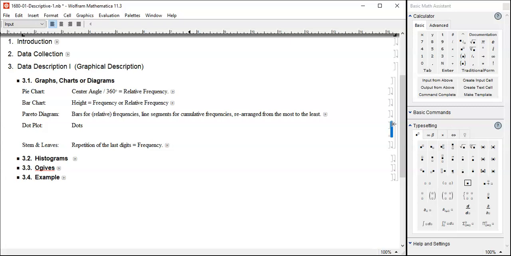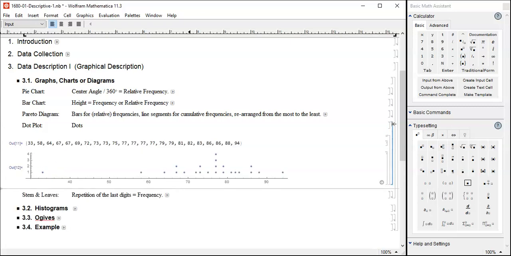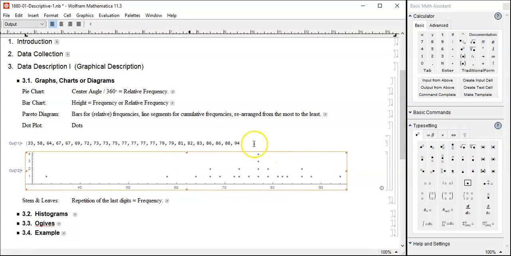This one is a little bit more important, and it's called a dot plot. Let's suppose we have a data set like this. Again, we have a hypothetical class. One student earned 33, 58, 64, 67, 67, 69, 72, and so on.